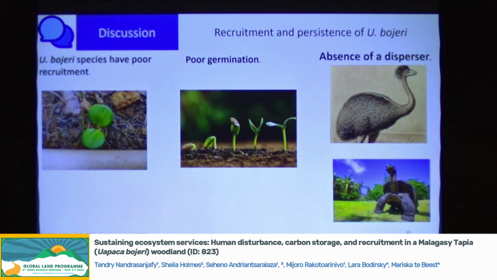And the species Wapaka bujeri has a poor recruitment. This is mainly due to its poor germination. This is partially attributable to the absence of its disperser, which could have gone extinct due to human anthropization.